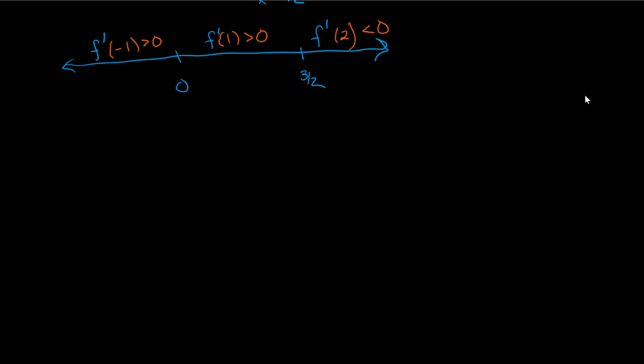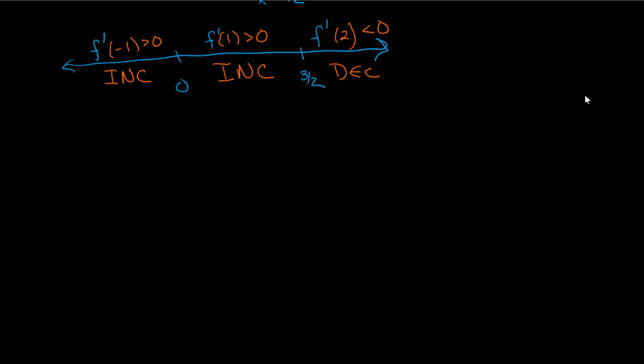these values, on this leftmost interval, the slope is positive. That means the function is increasing. On the middle interval, the slope is positive. That means the function is increasing. On the rightmost interval, the slope is negative, which means the function is decreasing. That tells me that my function is going up. It hits a slope of 0, continues up, hits a slope of 0, and then comes down.